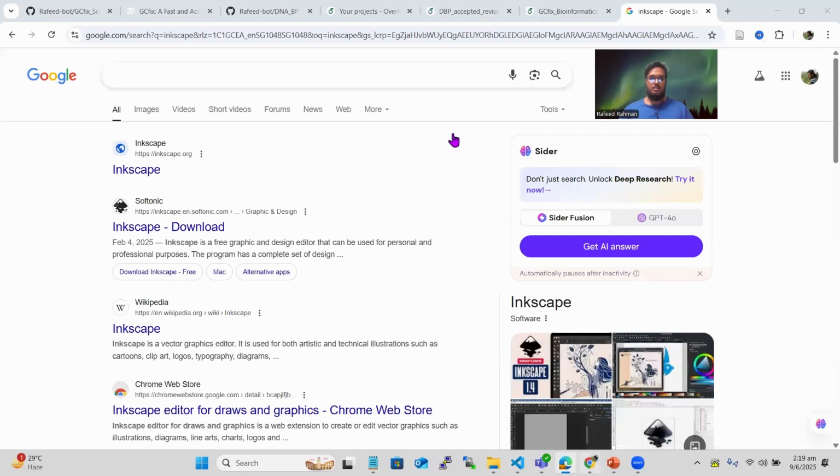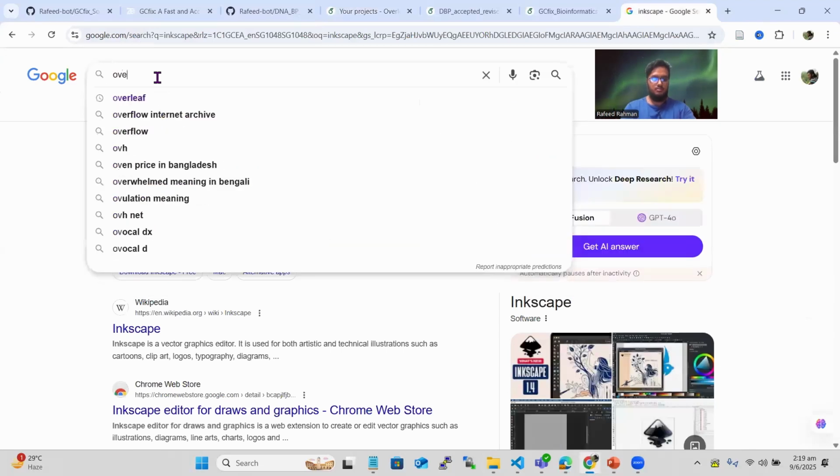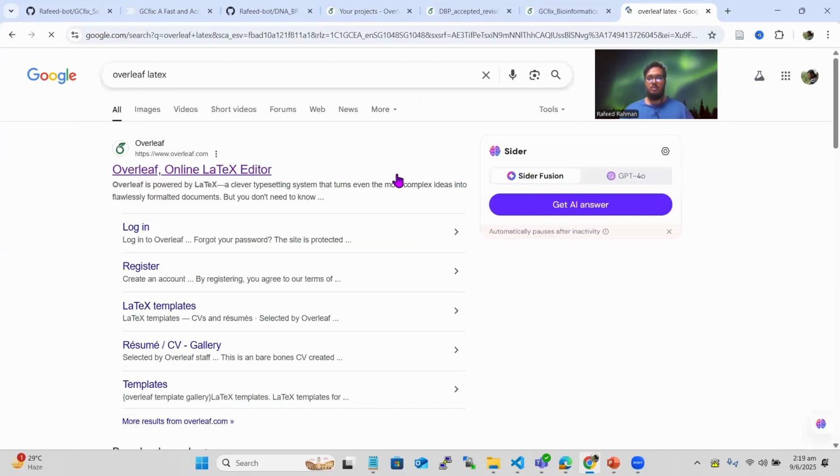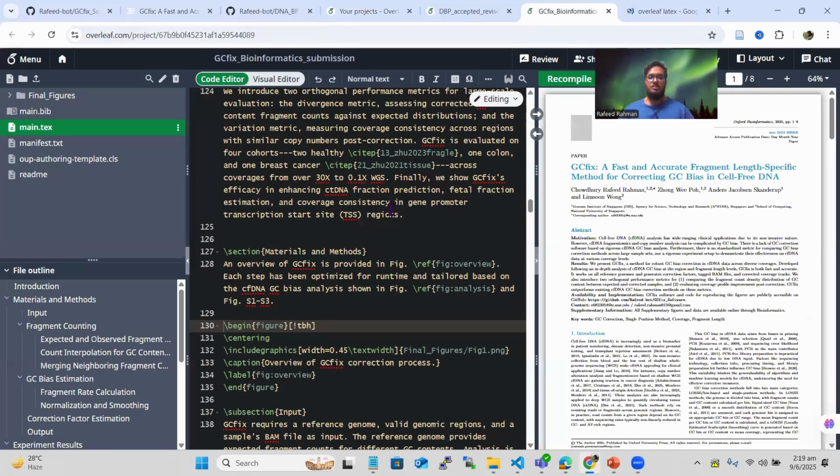Actually, it's quite simple. I would recommend you to use Overleaf LaTeX. You can just search for Overleaf LaTeX here. It's a web-based platform. You can just go here, create an account and use this very easily. For each different journal, it has templates and you can directly work on the template. It's very, very easy to manage your workflow here.